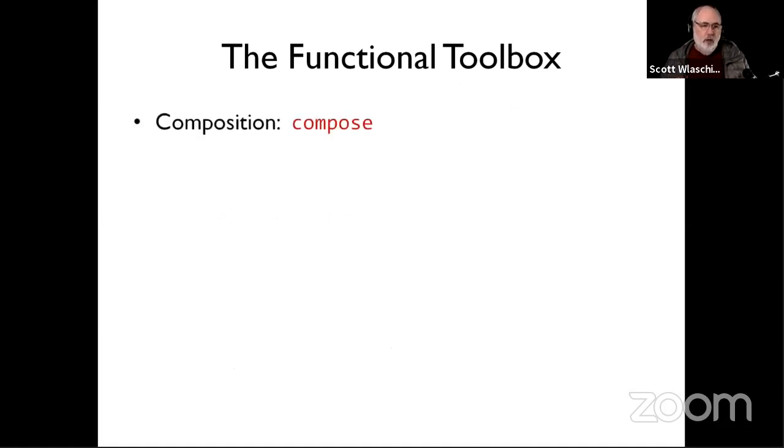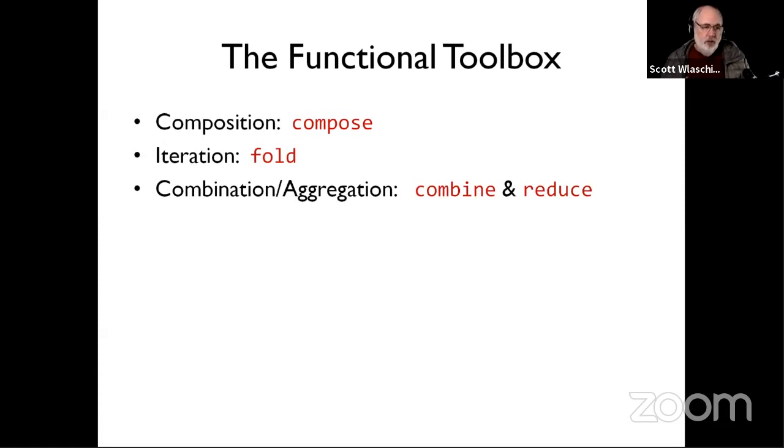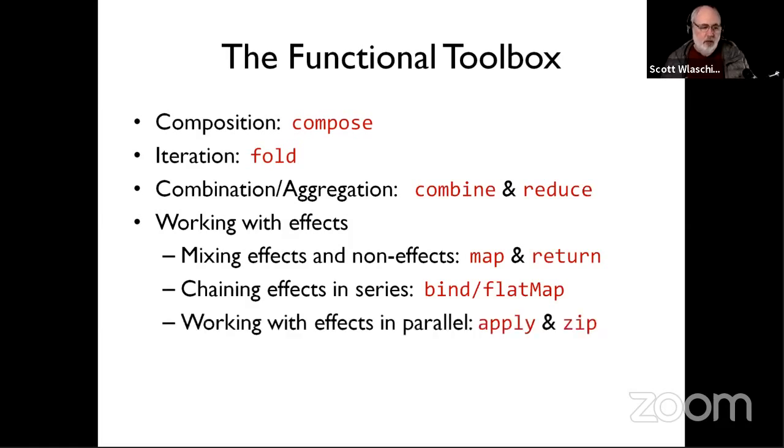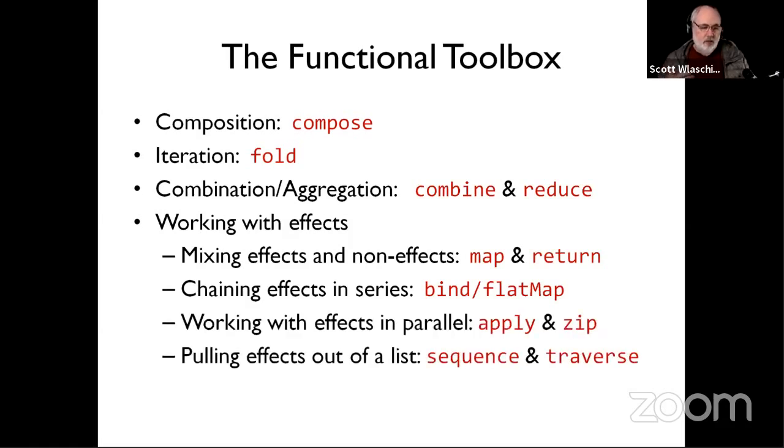So the words that I'm going to use are simple words. For combining things, I'm going to use compose. Fold is the word used for iterating over a loop, and I'm not going to have time to cover that today. Combining and reducing, I'm going to talk about that today. And then working with effects: map and return, and bind, which is also known as flat map, and apply, and the last one I don't have time to do. But basically I'm going to talk about like 5 of these things today, and I just want to show you that they're not actually so scary.